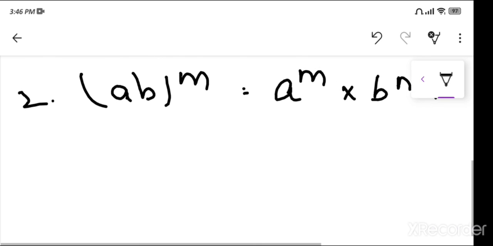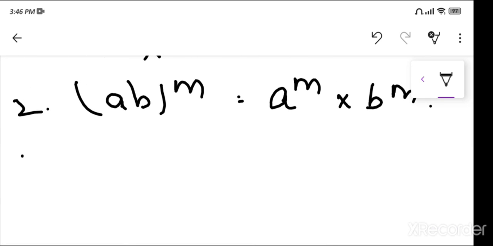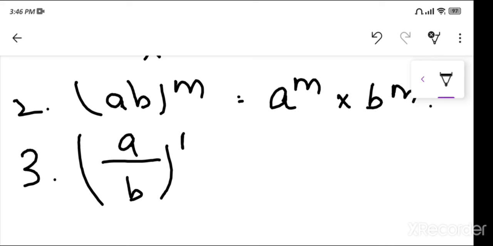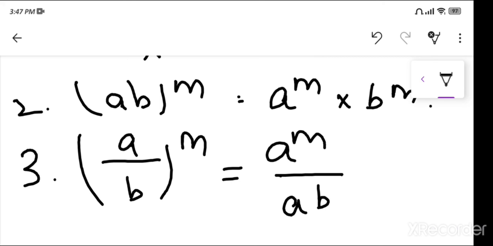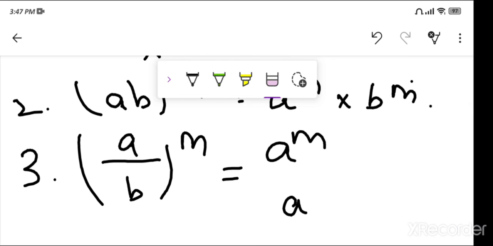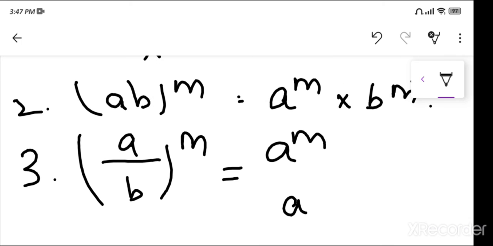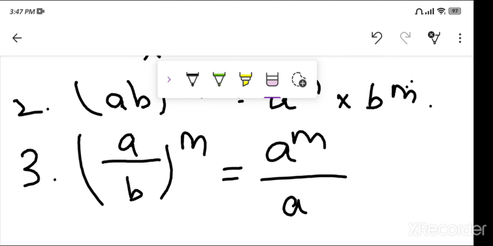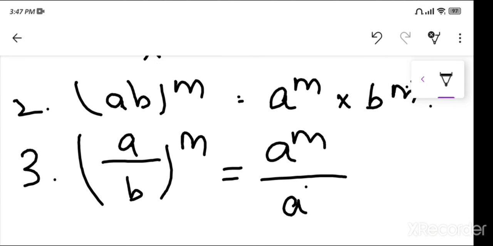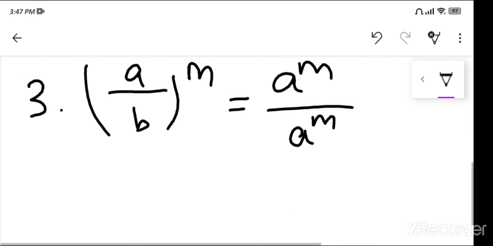Third formula is a by b whole power m is equals to a power m by b power m. Oh, I'm sorry, I wrote it wrong. Let's write that up again. Alright, now we wrote it correctly.